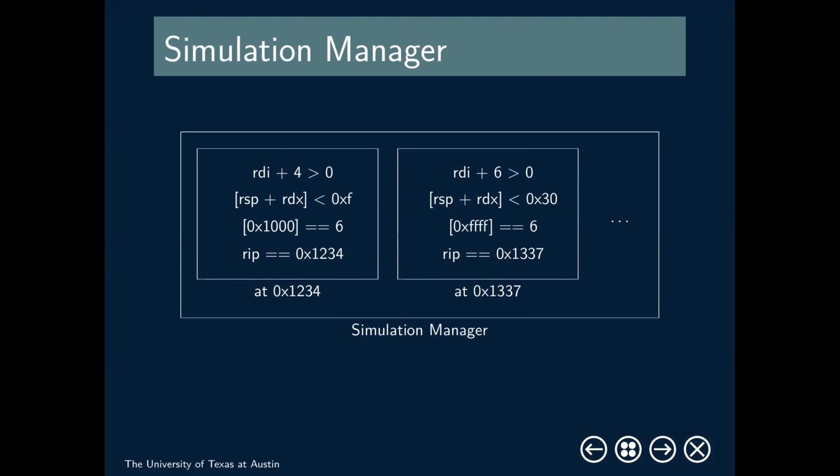As an abstracted data structure, it might look something like this. We have a bunch of symbolic states. They have constraints, and they are currently executing the basic block at 0x1234, for example. So our simulation manager just has a big list of these, and when we're doing the graph walk, we just try to step each one of these states to the next basic block.